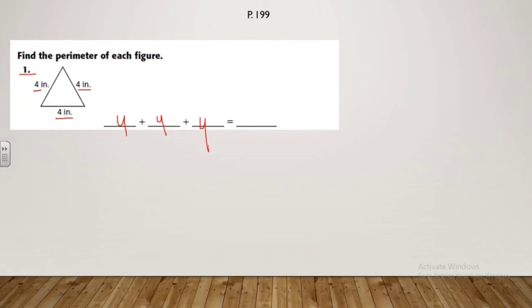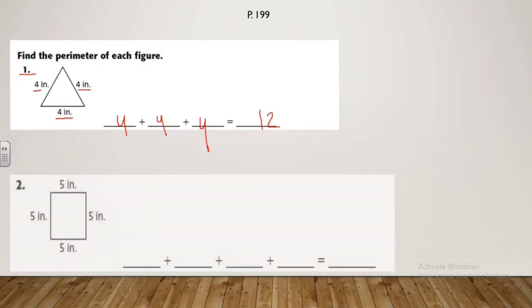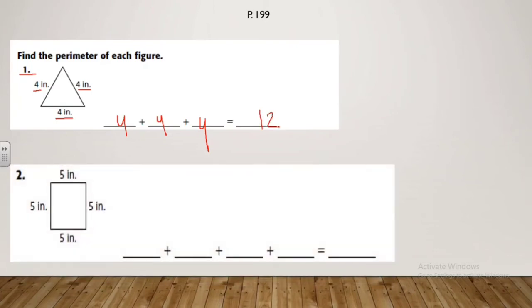Can you tell me, 4 plus 4 plus 4 equals what? Yeah, excellent, I can hear you. That equals 12. Okay, let's see the next one. Here we have a square. How can I know? Because all sides are equal in length. So that's the square.